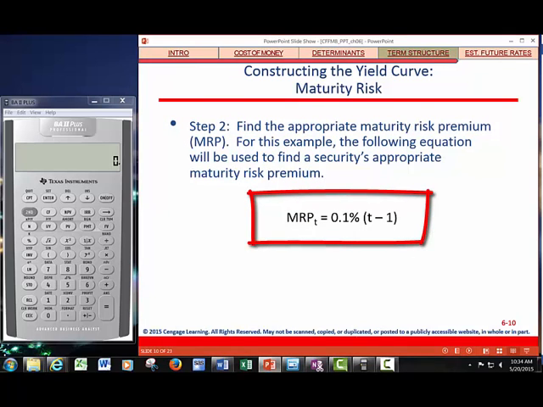So the maturity risk premium, this is just showing you an example. They've made up an example calculation formula to figure out what you should add as a maturity risk premium. They've just said, well, let's take the number of years minus 1 times 0.1%.